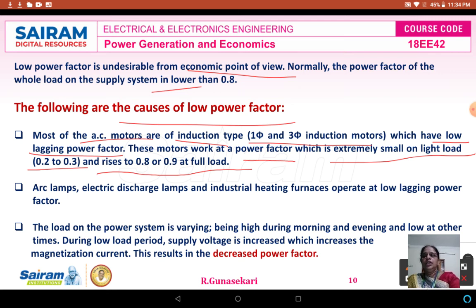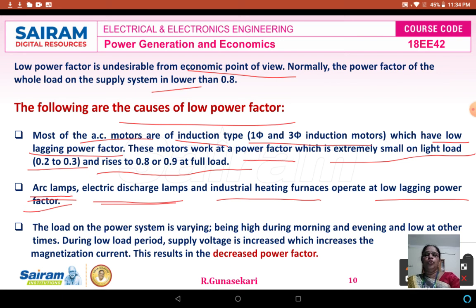This is one cause. Arc lamps, electric discharge lamps, which we use as street lights, and industrial heating furnaces, like boilers, can operate at low lagging power factor only.